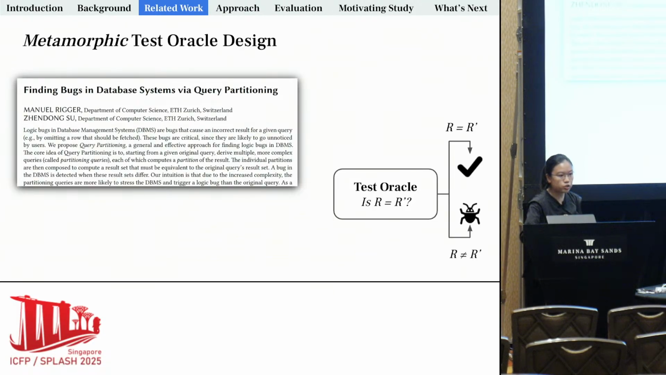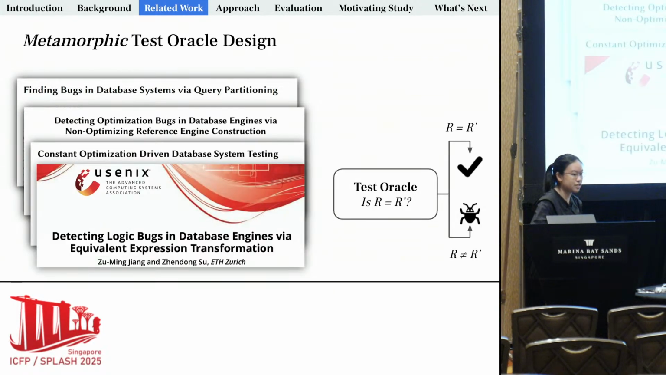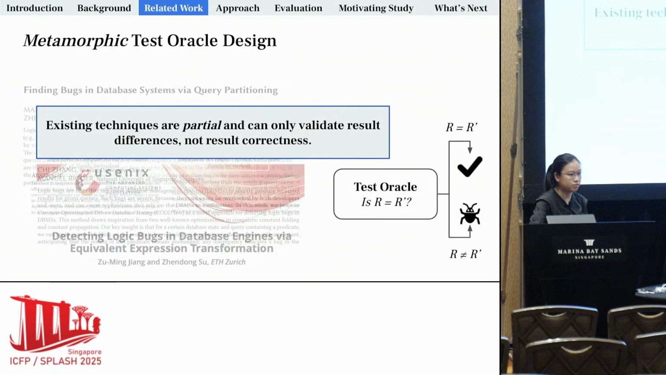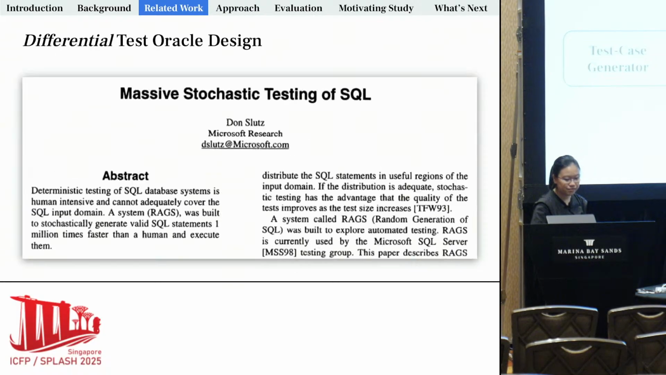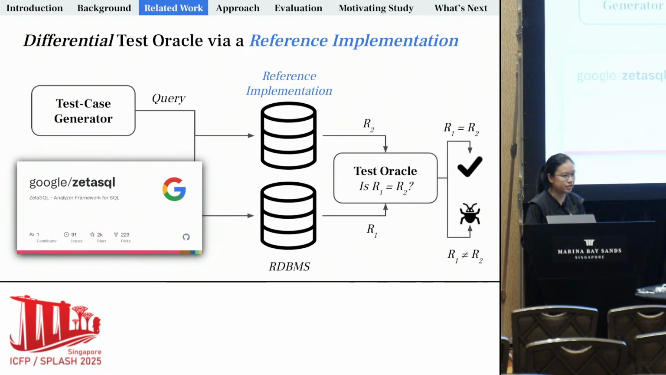There are various approaches to metamorphic test oracle designs, but many of them are partial. Another aspect of test oracle design is for the differential test oracles. Here, we directly compare the query execution result of 2 database systems. This was popularized in the 1998 paper from Microsoft Research. But we can also take this one step further and ask if we can compare the query execution result of a database with respect to a reference implementation that can fully model the semantics of the database system.